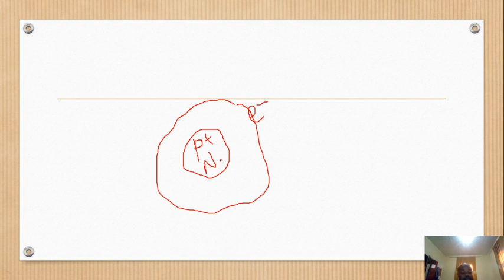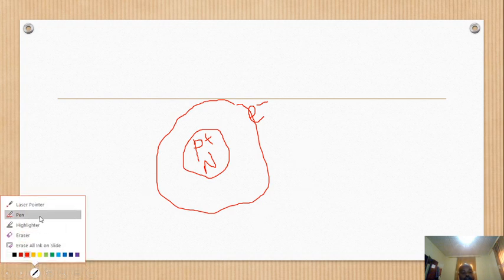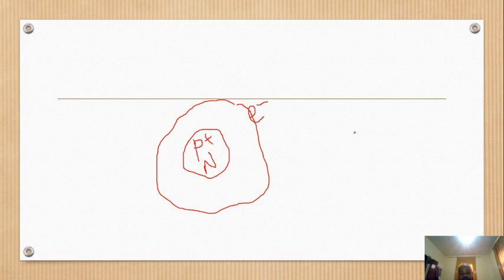Then the question comes: why do we call hydrogen proton? Yes, that's the point I want to come to. That's why I'm explaining all this.